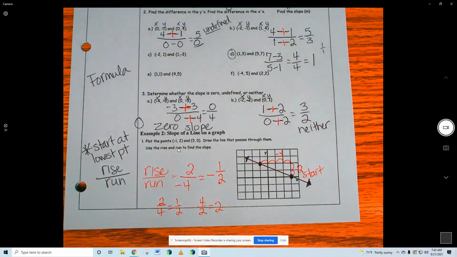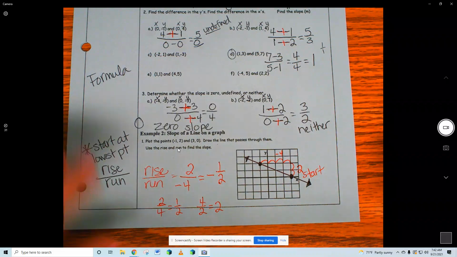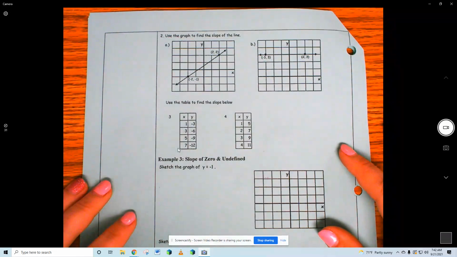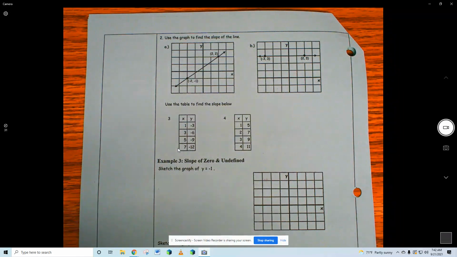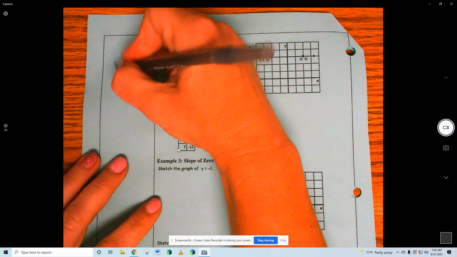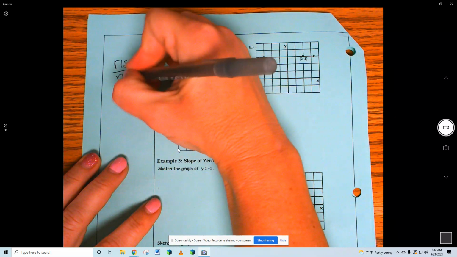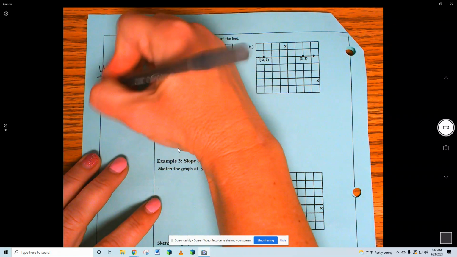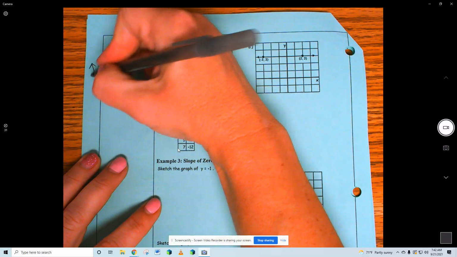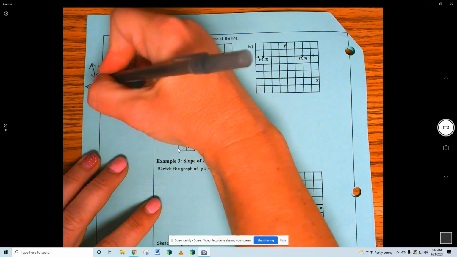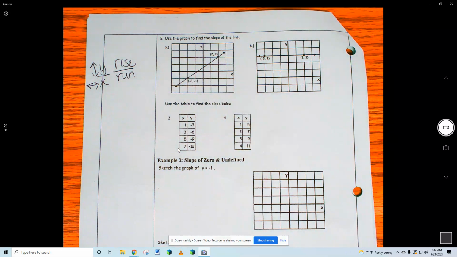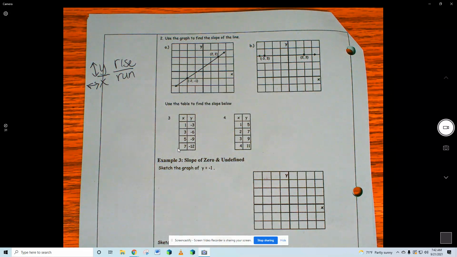Let's turn the page. Use the graph to find the slope of the line. I am rising over run, which is my y over x. Y goes up and down. X goes left and right. So it's y over x. Slope is y over x.